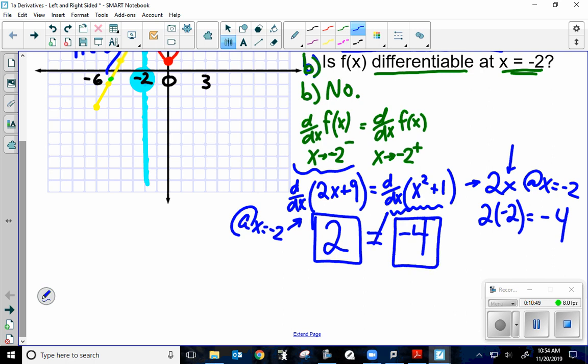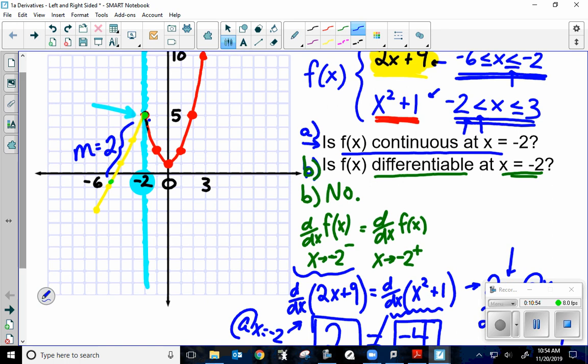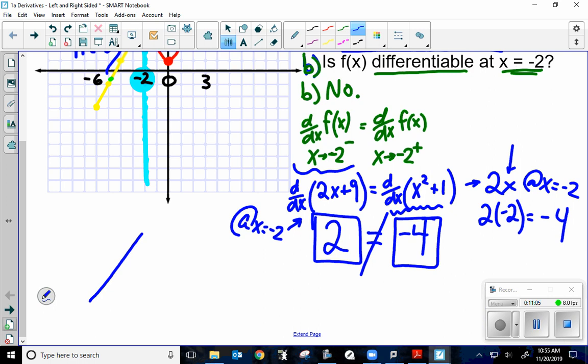These are not equal, okay? What it's telling me is this slope, as I get closer and closer to -2 from the right side, is approaching a slope of negative 4. If I have a slope of positive 2, and it's connecting a slope of negative 4, which is a little bit steeper, that will form a corner or a cusp. That is how we can tell it is not differentiable. That is how we can tell there is no derivative there. So my answer is no.